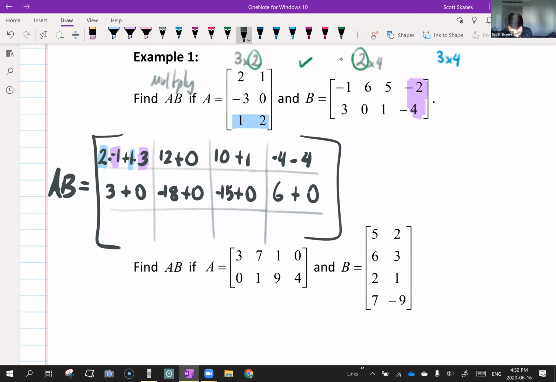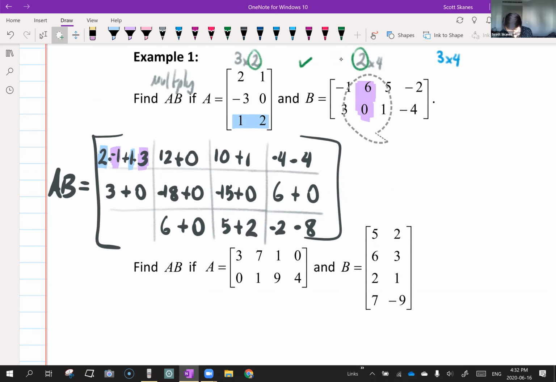Let's go backwards. -2 and -8. 5 and 2. 6 and 0. -1 and 6. Clear?